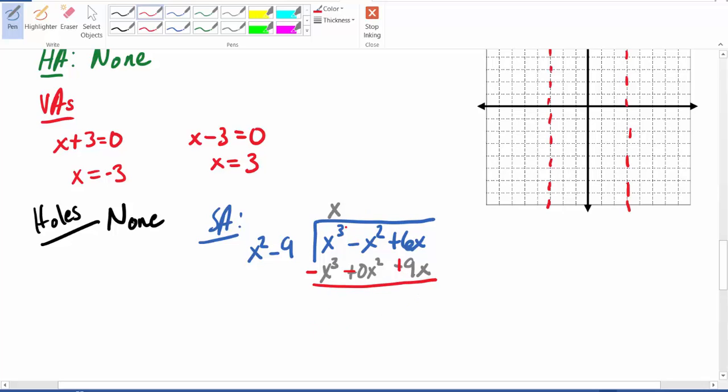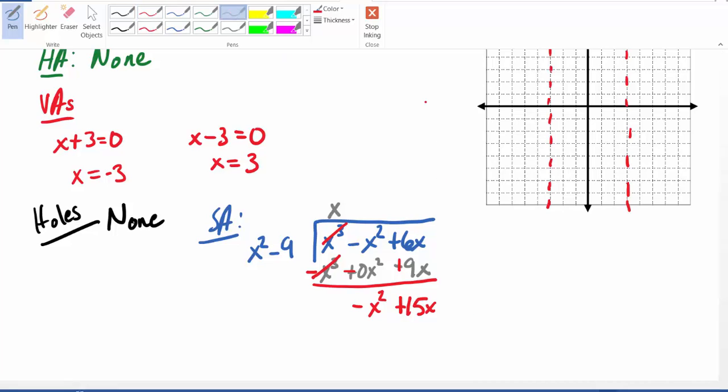And we can see really quickly that this x cubed cancels out with this x cubed. You have negative x squared minus 0x squared, well, you still have negative x squared. You're not subtracting any x squared, so that's why you're still just having negative x squared. We had positive 6x. We're now adding 9x, so that gives us a total of 15 x's.